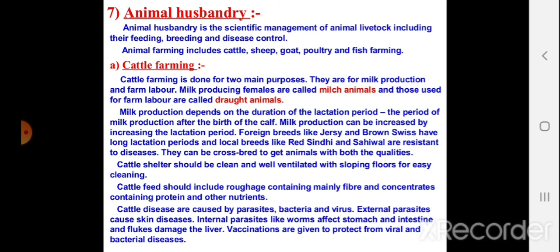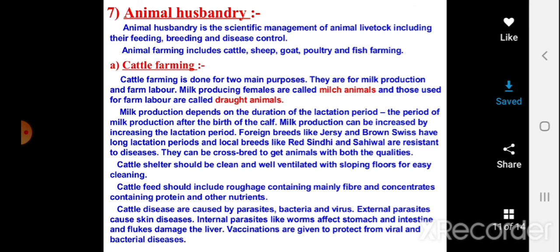Now milk production depends on the duration of the lactation period. You know that the moment the cow is going to lactate, that milk is produced for her child, but at the same time that extra milk we are extracting for our human use. So the period of milk production is after the birth of the calf. Milk production can be increased by increasing the lactation period.